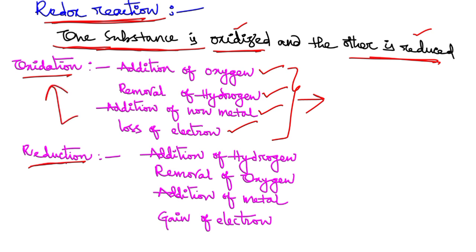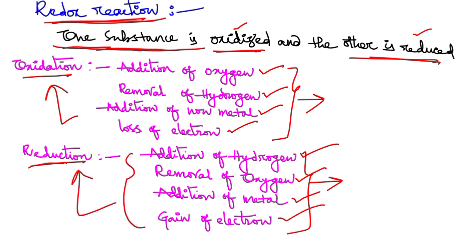If reduction takes place, then the reason may be: addition of hydrogen, removal of oxygen, addition of a metal, and gain of electron. Then the substance is reduced.